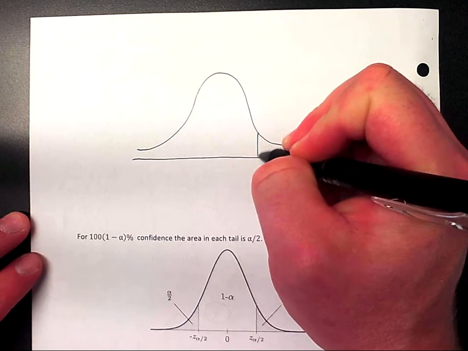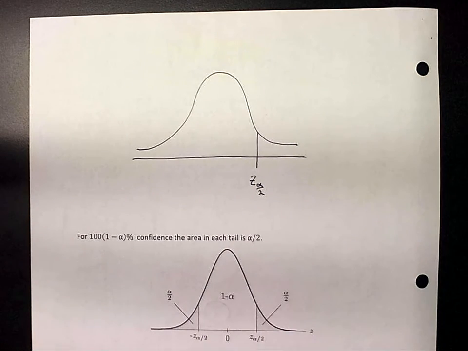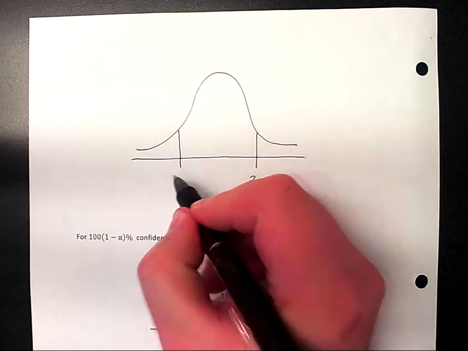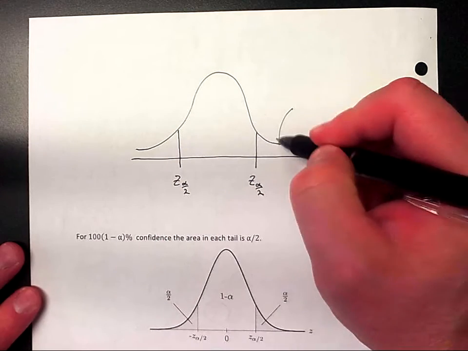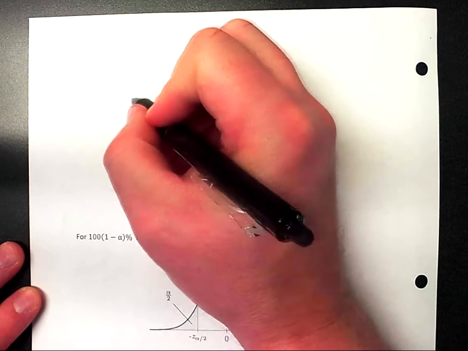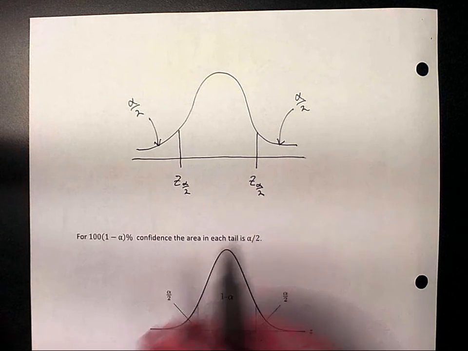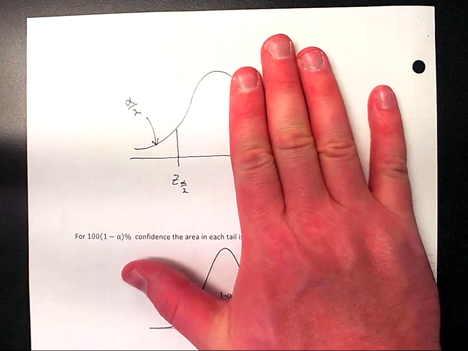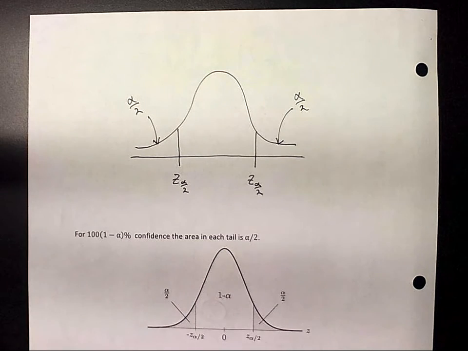But now what we're doing here is this. We're looking for z values. Here, this z sub alpha divided by 2, such that beyond this point, we only have alpha divided by 2 left. Right? So on this side, we only have alpha divided by 2, and on this side, we only have alpha divided by 2. So what we're looking up currently is just this left-hand side right here.